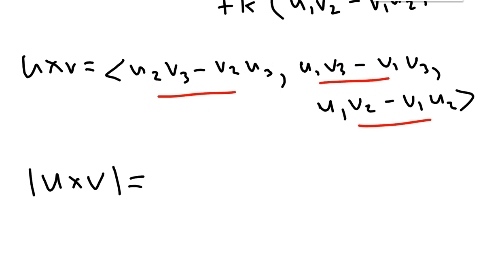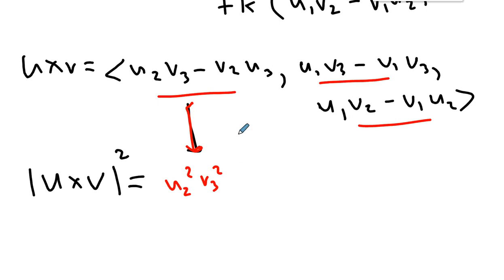So what I'm going to do temporarily is just to avoid square roots, I'm going to square this. So we're just going to take each component squared and add them together. So if you square this one, for example, what do you get here? We'll keep this one red. So if we square this first one, you'll get u2 squared, v3 squared.